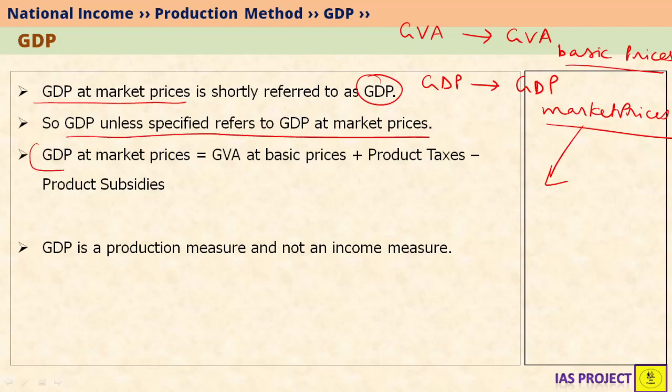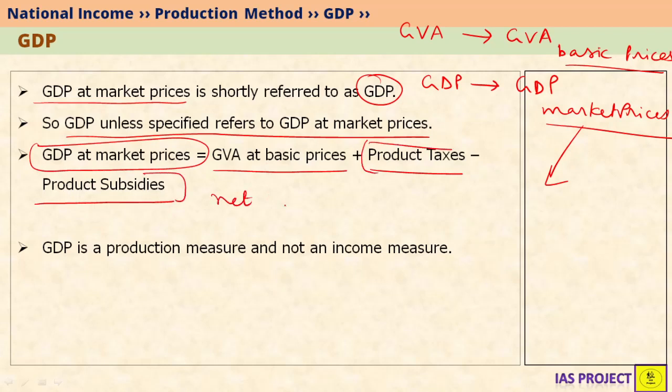And what is GDP at market prices? It is nothing but GDP at basic prices plus product taxes minus subsidies. Product taxes minus subsidies is often called net indirect taxes.